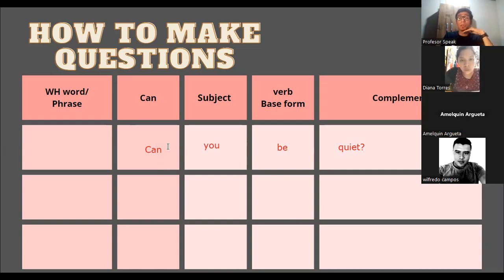Okay, can you be quiet? Do you know what's the meaning of quiet? Quieto, tranquilo, okay? Tranquilo. Can you be quiet? ¿Puedes estarte tranquilo? ¿Te puedes quedar quieto? Can you be quiet?